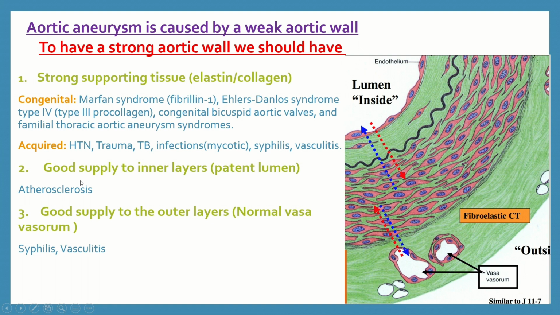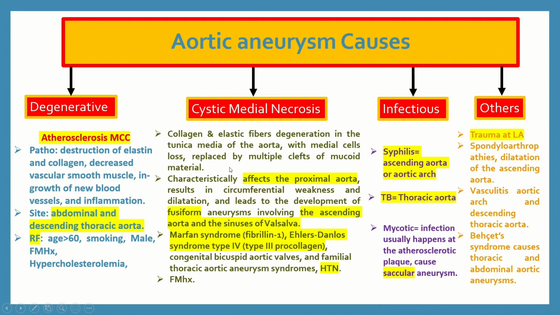And the other important factor that can be affected is the inner layer blood supply, which can be affected by atherosclerosis. The atherosclerosis will build up here and it will prevent the diffusion of the nutrients to the inner layer, thus causing damage to the inner layer. And the last factor that can be affected is damage to the vasa vasorum from syphilis or vasculitis.